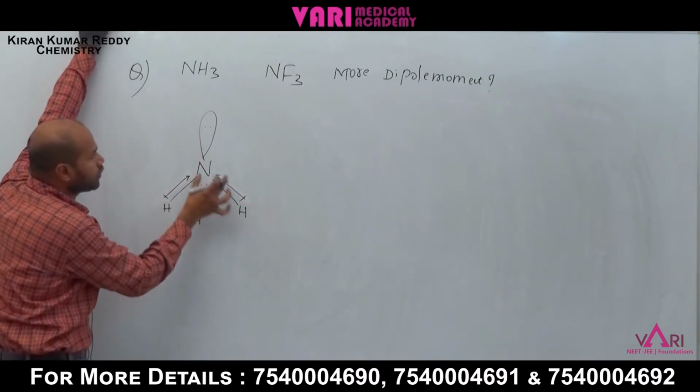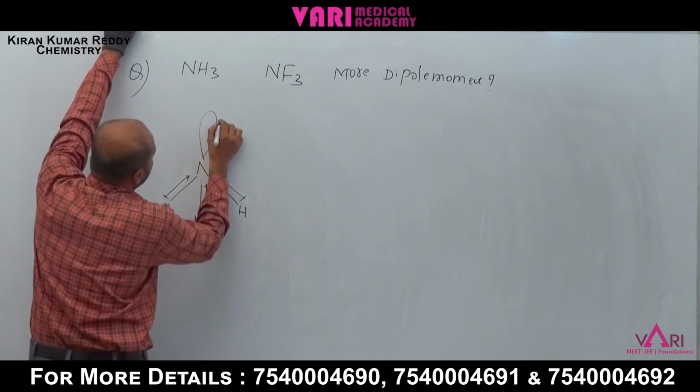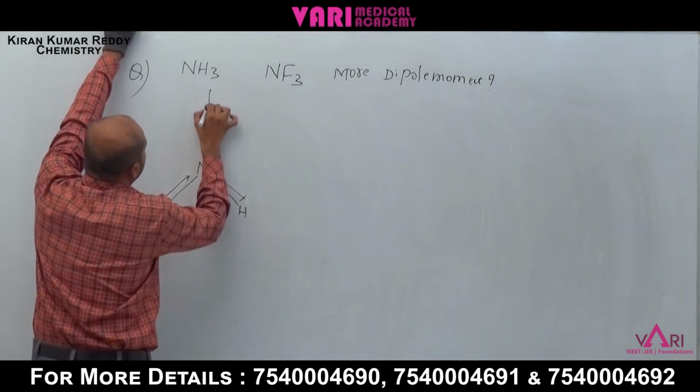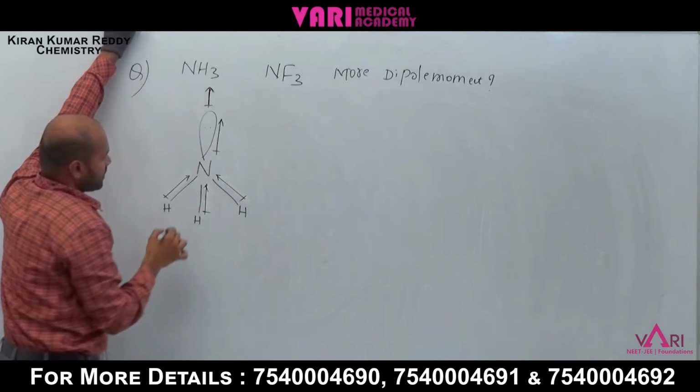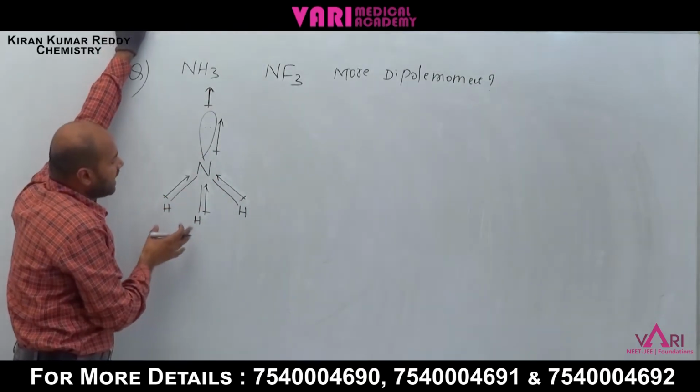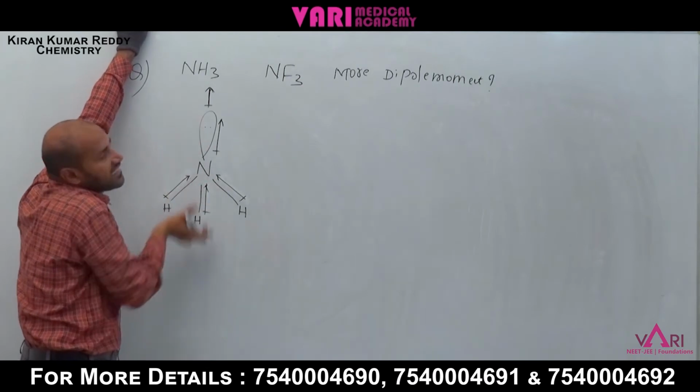Less electronegative to more electronegative, and this one is in this direction. Now the resultant will go in this direction. That's why mu net of NH3 is more, going in one direction.